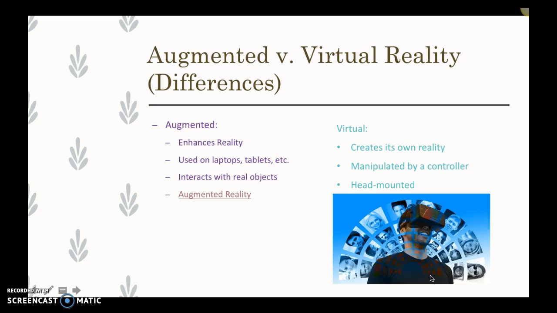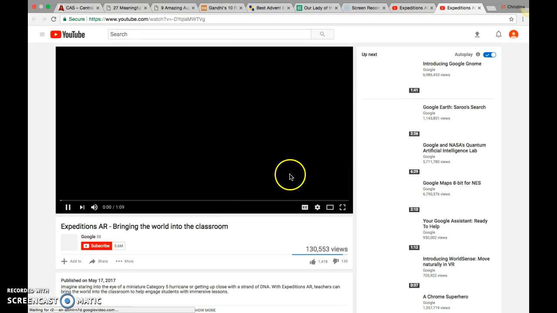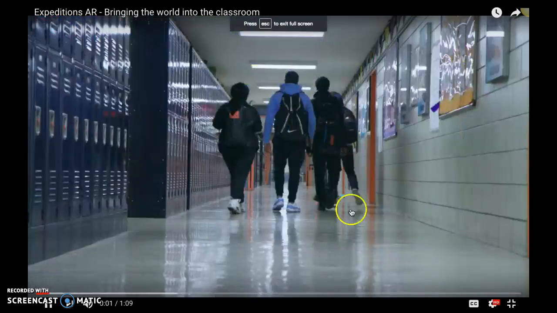Another difference between augmented and virtual reality is that with augmented reality, you are able to use it on many more types of devices. So your laptop can be used, a tablet can be used, any kind of phone can be used. You have a lot more variety in how it can be used, either in the classroom or for whatever purpose you're looking for. Here's an example of an augmented reality experience.